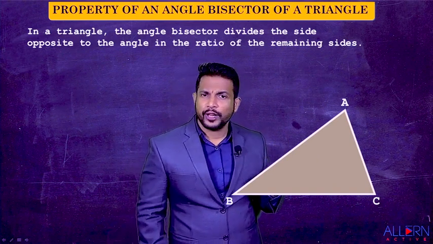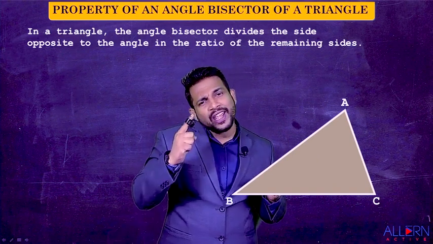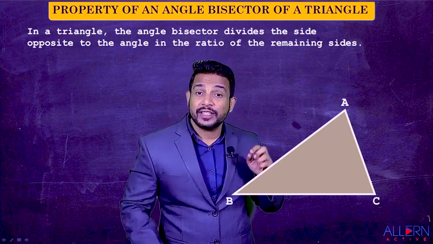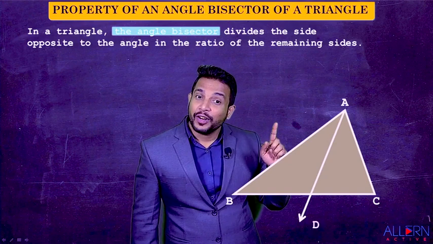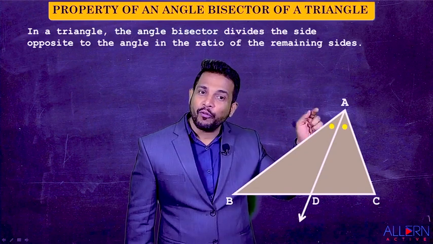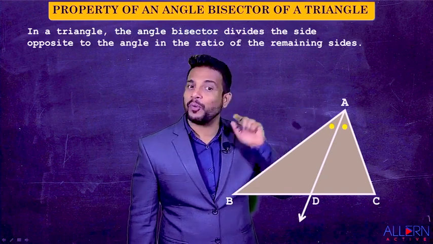Now, there are three angles. So we can draw three angle bisectors. We are talking about any one angle bisector. So it says the angle bisector, right? So we draw an angle bisector. We are drawing the angle bisector of A. So obviously these two angles are going to be equal there.